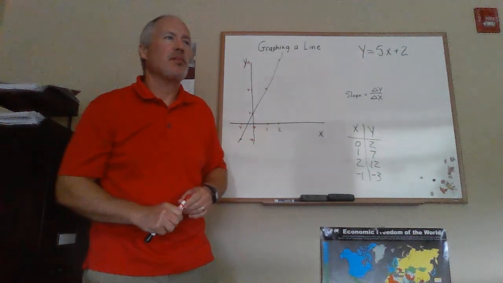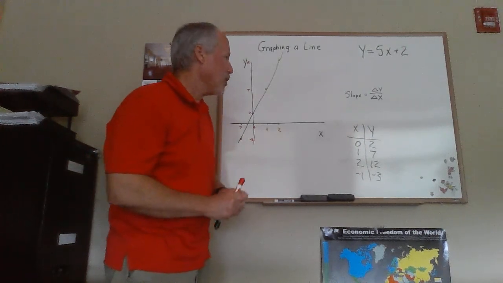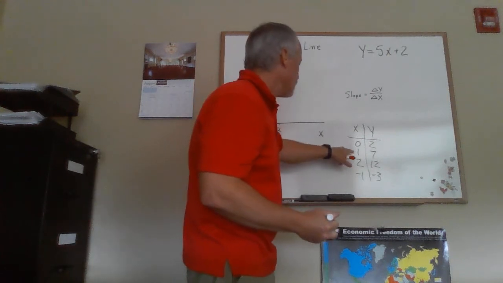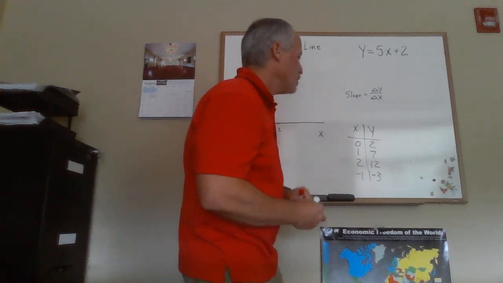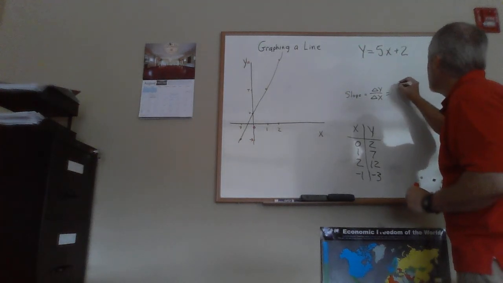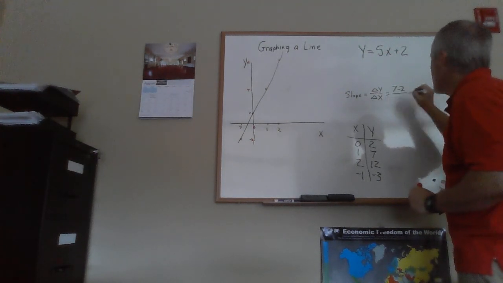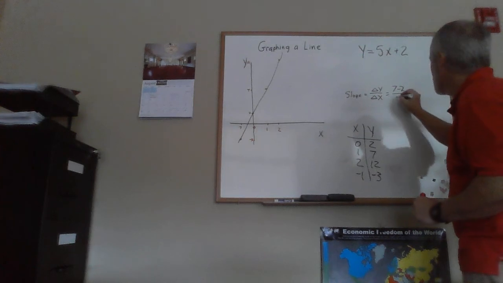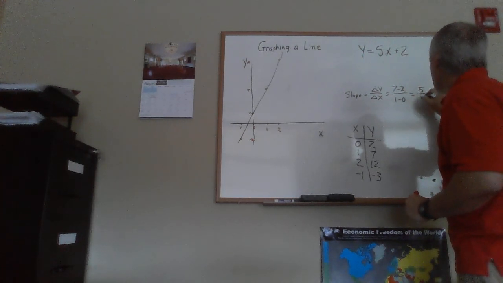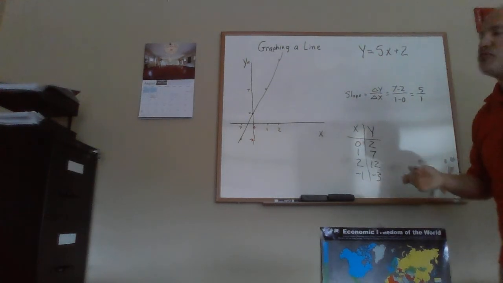Rise over run is another way to remember how you calculate a slope. We could take any 2 points here. Suppose we take the first 2 points I have here. The change in y is 7 minus 2, and the change in x is 1 minus 0. The slope would be 5 over 1, or 5.